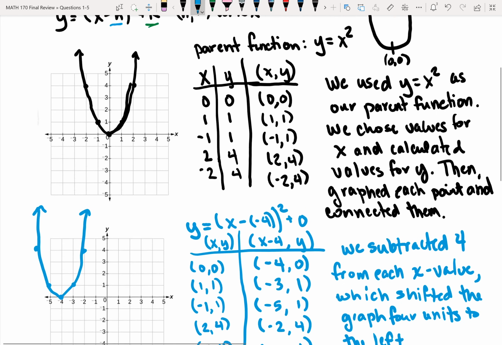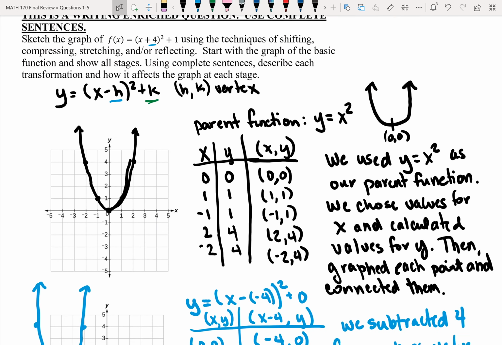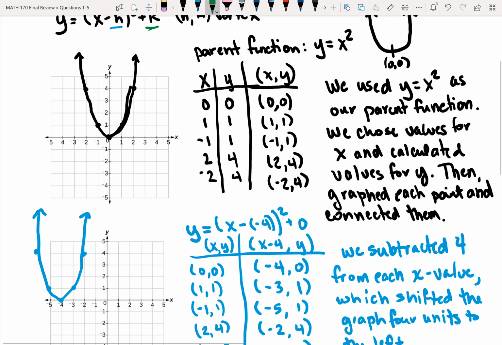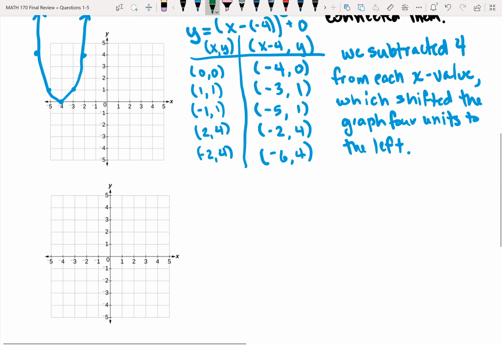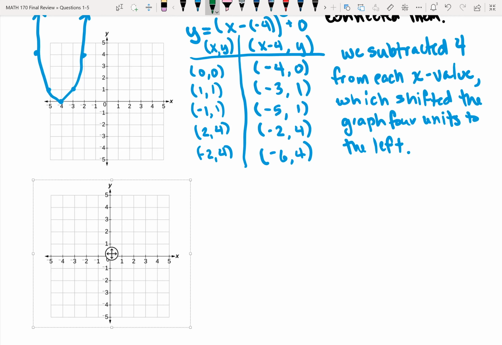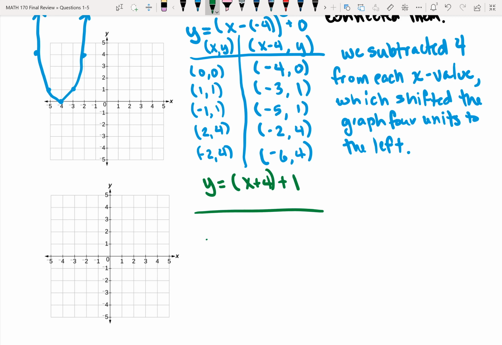Okay, the last part, to make our functions match up here, we have to add 1. We know that that 1 corresponds to the k, which is the y value of the vertex. So we're going to change the y value. So we have now y is equal to (x plus 4) squared, that's what we just did, plus 1. So we're going to use the same points that we finished with before.